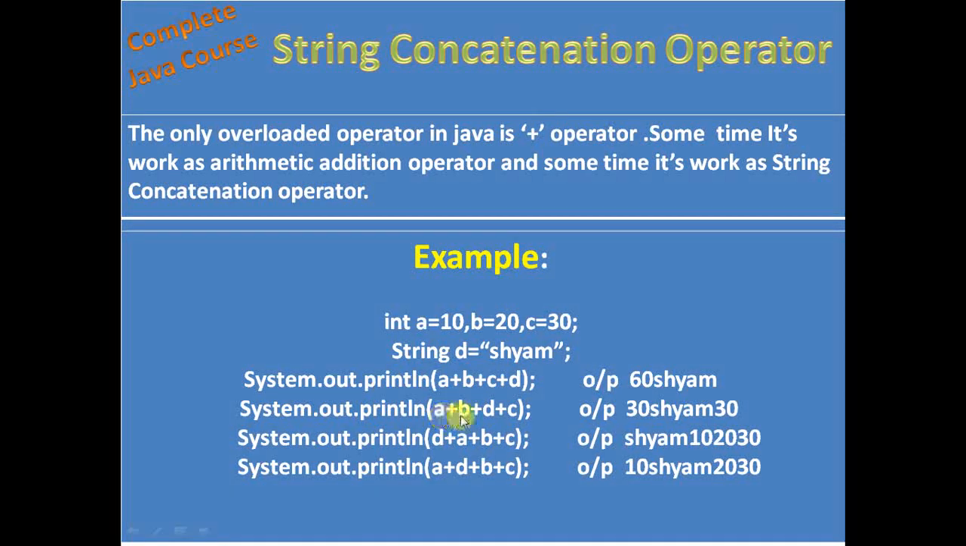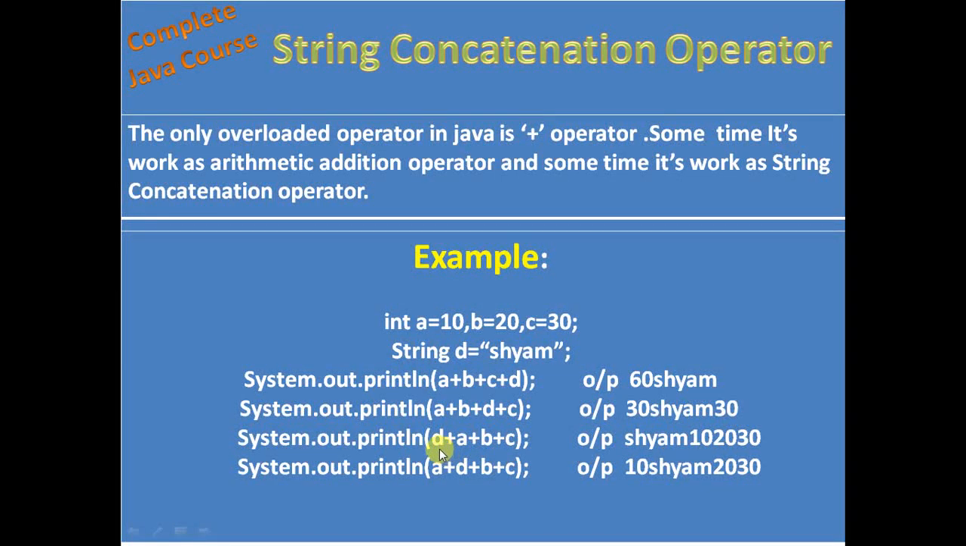In the next one, a plus b, both operands are integer type, so it will add, and a plus b is 30. Then the next operand is d. So an integer operand plus a string operand becomes a string, and the result will be 30 Siam. And the next, 30 Siam will add with c, which is integer type, but if one operand is string type and the second operand is integer type, then the plus operator works as string concatenation. So the result will be 30 Siam and 30.